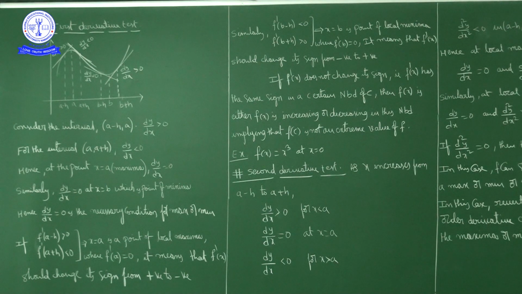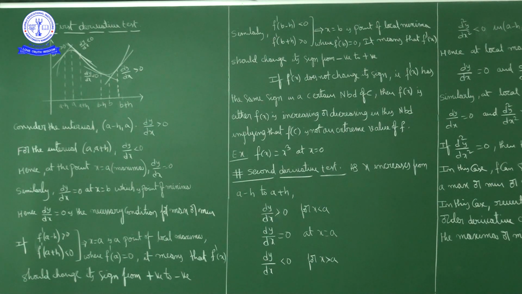Now here, the necessary condition for minimum or maximum is what? First derivative equal to 0, dy by dx equal to 0. That is the necessary condition for minimum or maximum. Now if f dash of x changes sign from positive to negative where f dash of x equals 0, that is a point of maxima. And if f dash of x changes sign from negative to positive where f dash of x equals 0, that point is called the point of local minima.